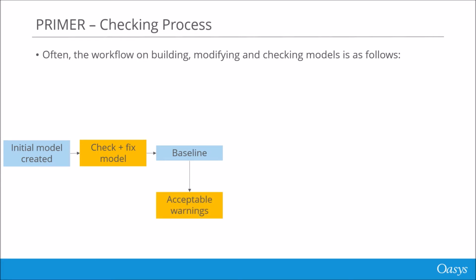Now you may have some acceptable warnings in that baseline. So you might run a model check on your baseline and it comes up with some warnings, and you might be happy with the warnings that are in there. Now there are ways in Primer that you can demote those warnings so that you don't see them again, but let's say you still see them.